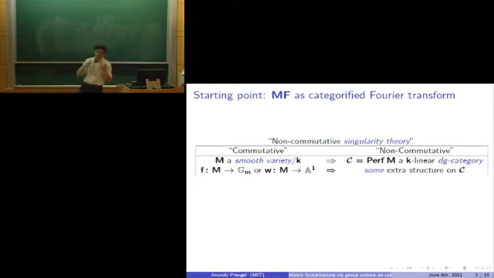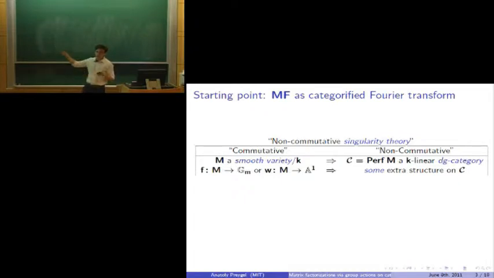So, the actual starting point. What's matrix factorizations all about? What are we trying to do? This is the Landau-Ginzburg B model, or in other words, non-commutative singularity theory. Okay, so what's this non-commutative mumbo jumbo? Classically, if you're interested in a smooth variety, the non-commutative viewpoint is to attach to it some category, more precisely some k-linear, idempotent complete, nice DG category. But for a smooth variety, it's just perfect complexes.